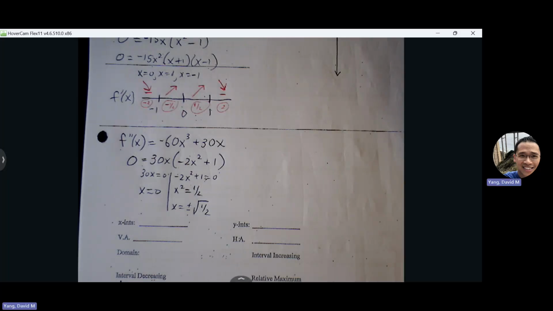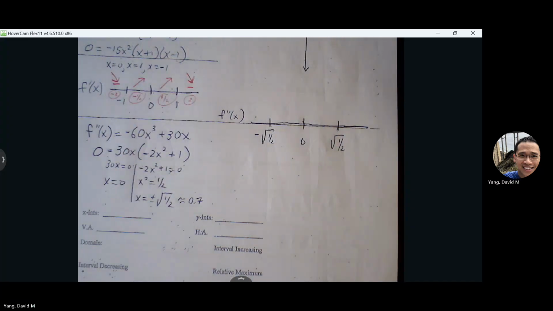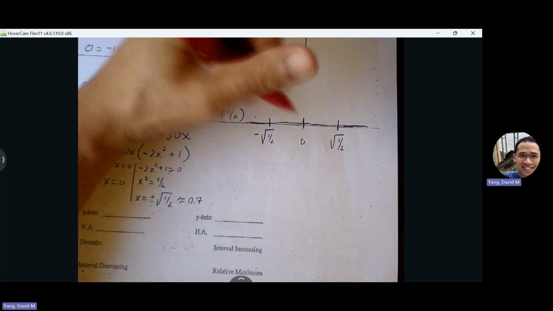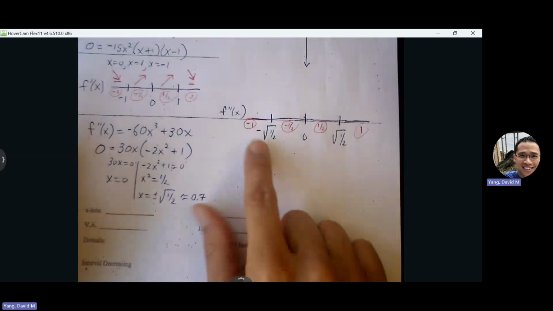Okay, 3 critical points. Plus or minus square root of 1/2 is around like 0.7. So here's my second derivative sign line. So I'll choose test points to use. So I'll choose -1. I'll choose -1/2. I'll choose 1/2. And I'll choose 1.